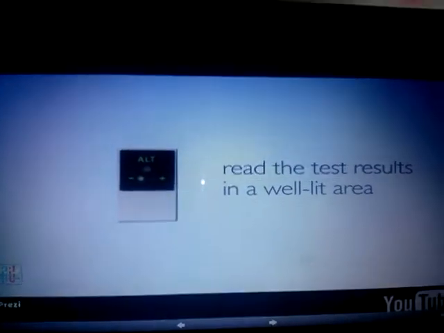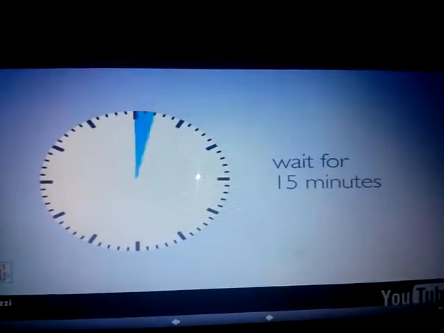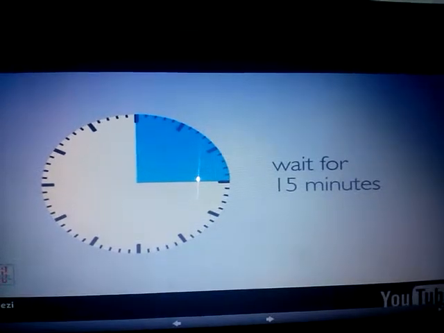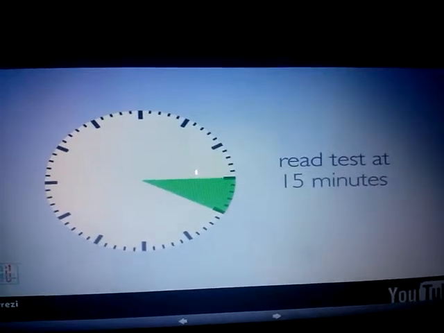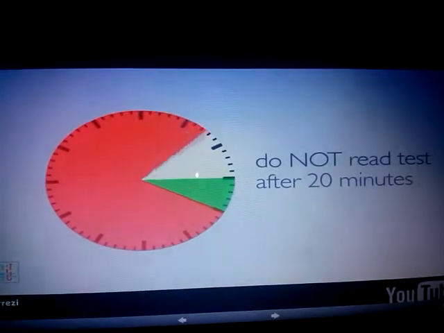Step 3. Read the test results. Read the test results in a well-lit area. Wait for 15 minutes after the blood sample application. Read the test at 15 minutes, but no later than 20 minutes. Do not read the test after 20 minutes.